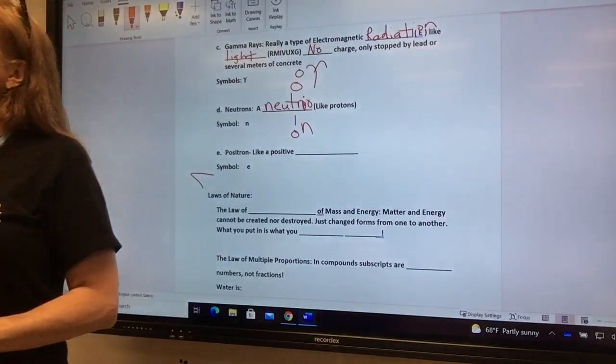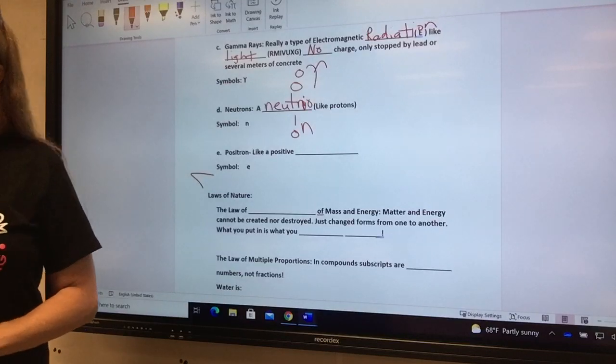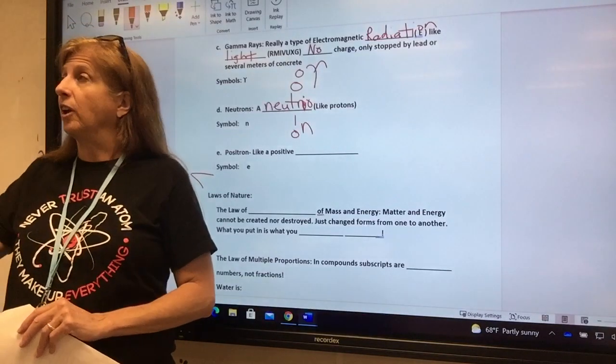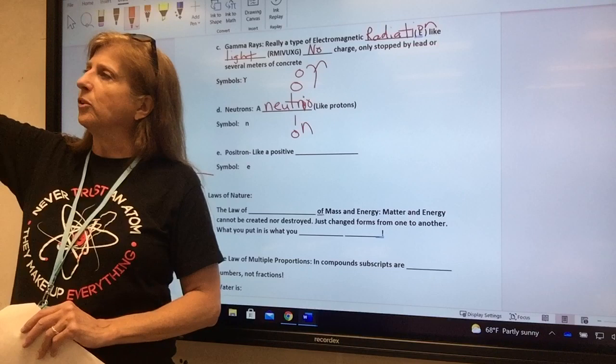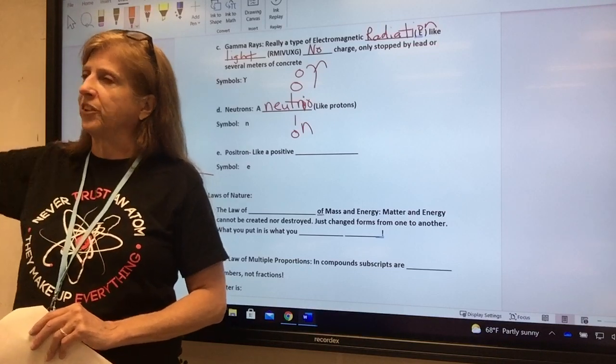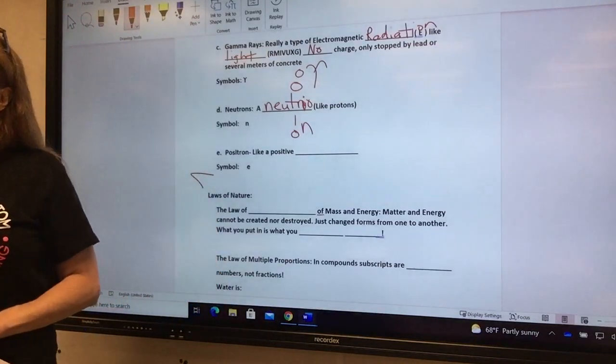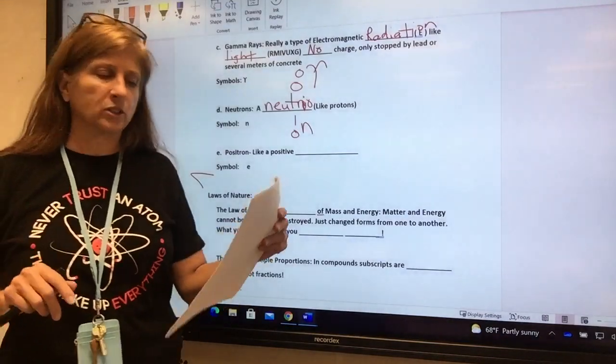Nitrogen. So a lot of you lost a point on your symbols test because you didn't follow the rules. For symbols, the first letter is capital, the second one is lowercase. We're picky about that in chemistry.